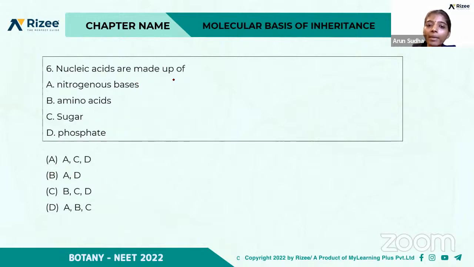Nucleic acids are made up of nitrogenous bases, amino acid, sugar, and phosphate. So which is the right option here? Nucleic acids are made up of, yes, A is the right answer. That is, nucleic acids are made up of nitrogenous bases, sugar, and phosphate, and not amino acids. So A is the right option.